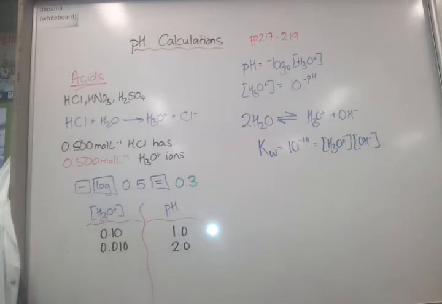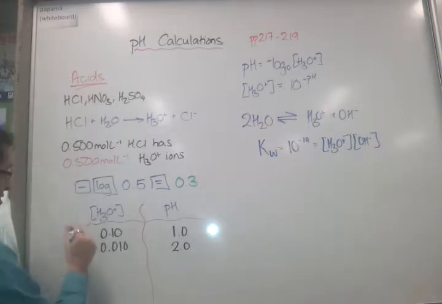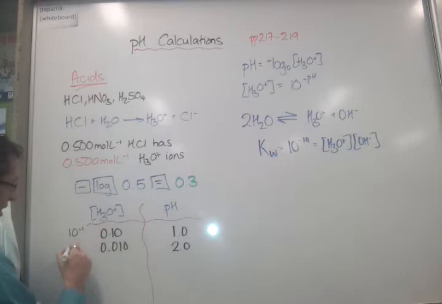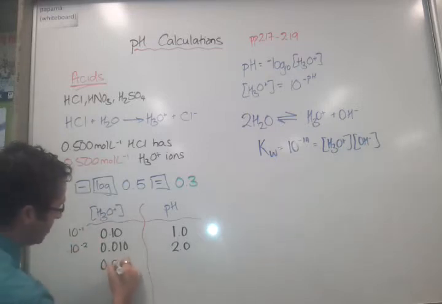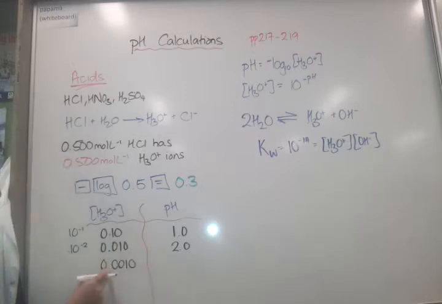What's the other way we could write 0.01, say in standard form? 1 times 10 to the negative 2. Fantastic. So this is actually the same as 10 to the negative 1. This is 10 to the negative 2. So 0.001 would be 10 to the negative 1, 2, 3. Without using a calculator, who'd like to predict what that will be?